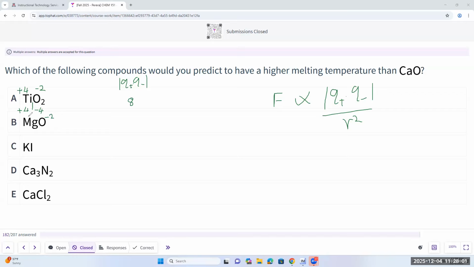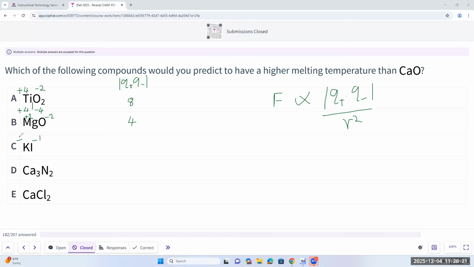Magnesium oxide, oxygen is -2, magnesium is +2. Why? Magnesium is in group 2, that means 2 valence electrons. It's going to give away those 2 to become like a noble gas. Oxygen is group 6, it's going to gain 2 to become like a noble gas. That's why they are forming these charges. Therefore, charge product should be 4.